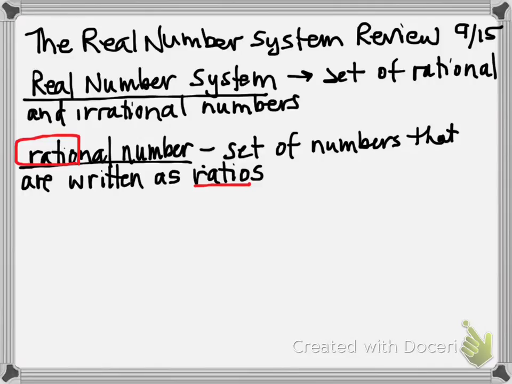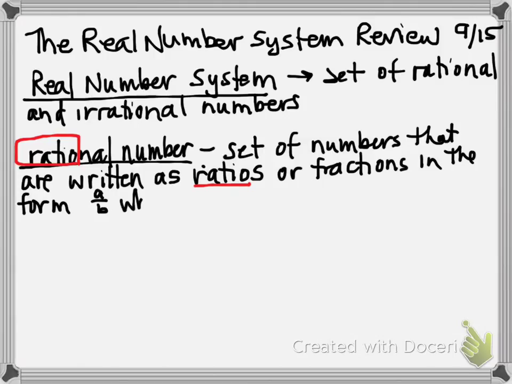A ratio is a way of comparing two numbers. A fraction is a way of comparing two numbers. So we have a lot of synonyms in our math class, okay? So the set of numbers that are written as ratios or fractions in the form A over B, where B cannot equal 0.